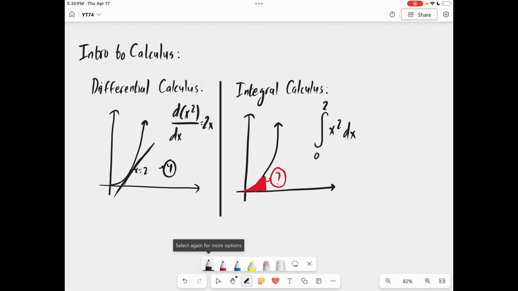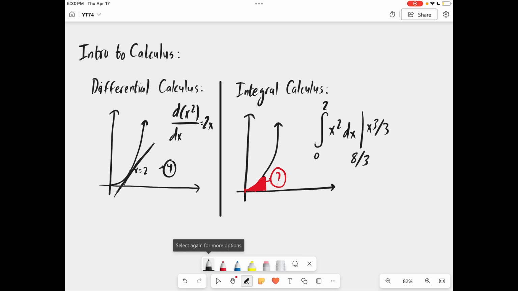Now, how much area is exactly in there? It is actually 8 over 3. So, the integral of x squared from 0 to 2 is equal to 8 over 3. Now, the general form of the integral is, what would happen is if we have all those areas and we wanted to figure out a formula, that would be x cubed over 3.